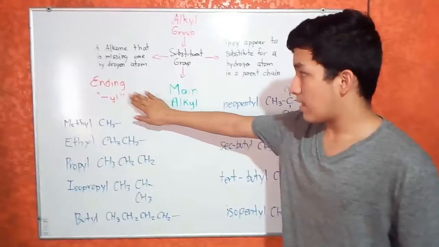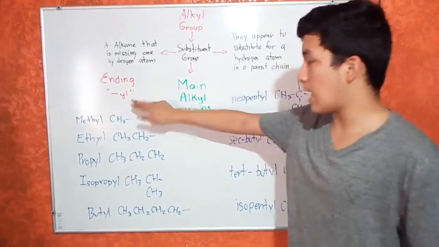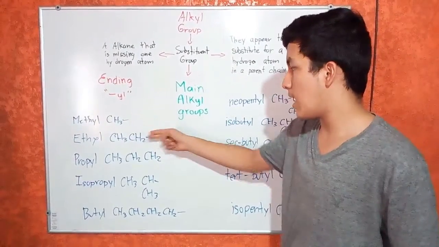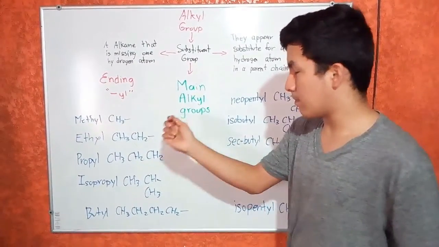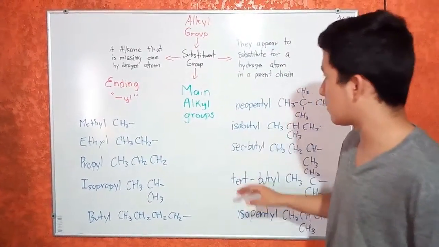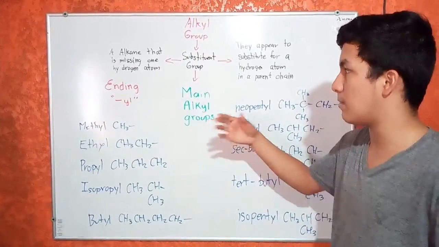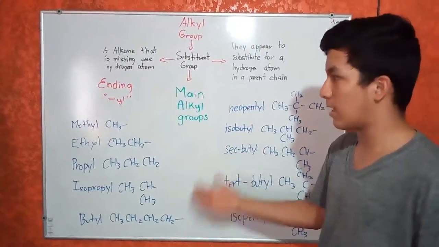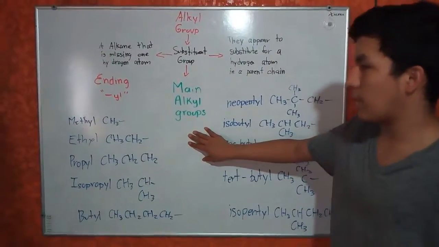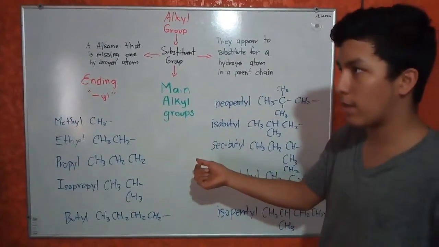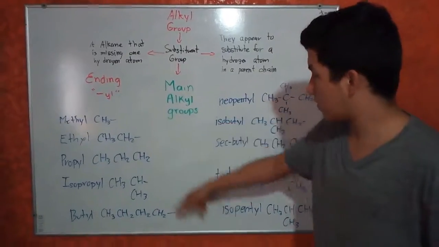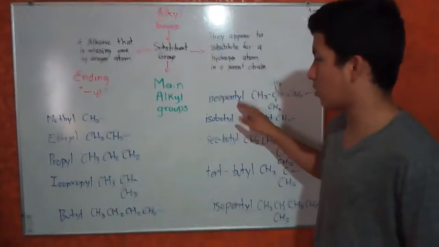About the ending, they have the ending "yl" and it's going to be put after the prefix of the different homologous series that exist between the alkanes that have a missing hydrogen atom. And well, they also reach the number of n of decane, but without one hydrogen atom, but they are not really common. The main ones that appear a lot are these ones that you have here in blue color.